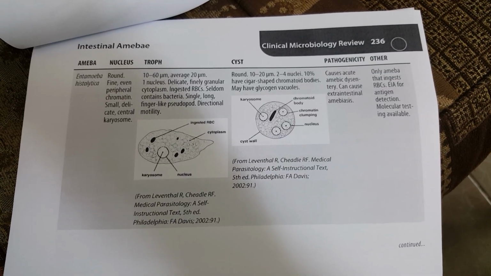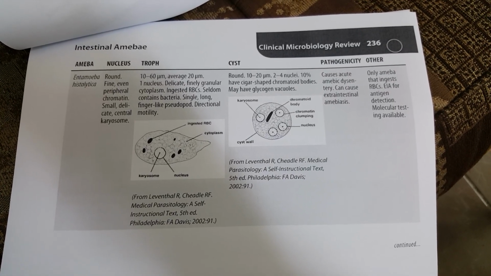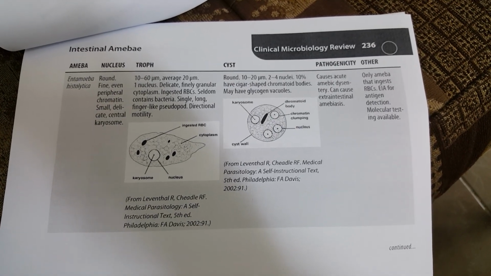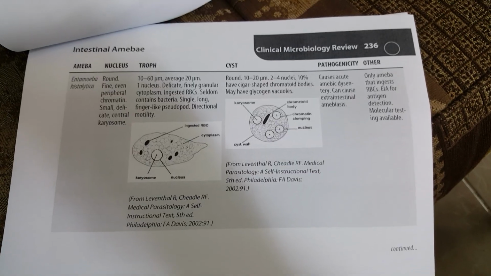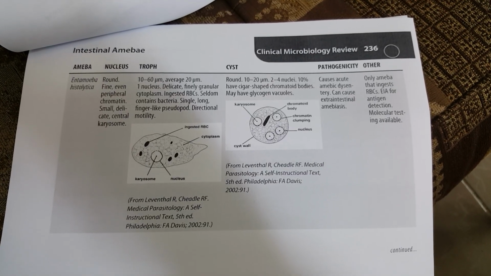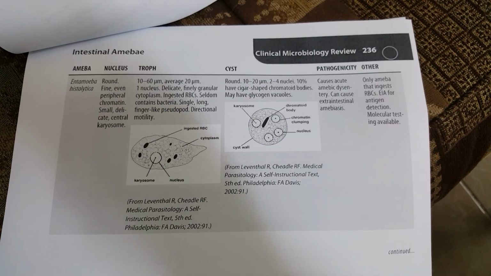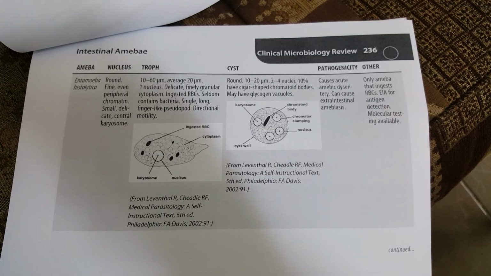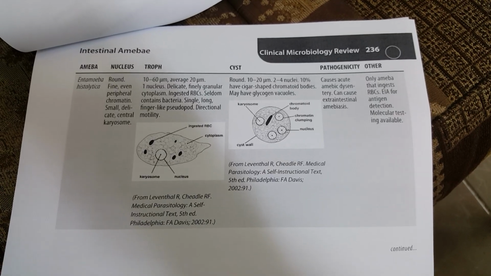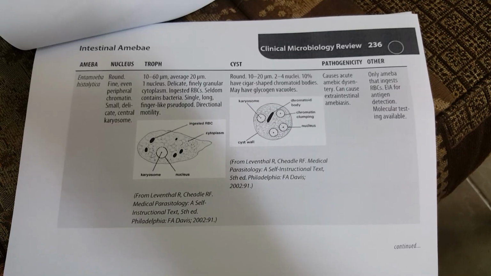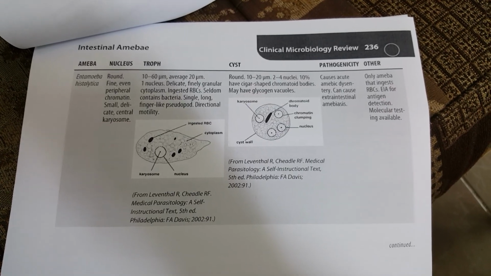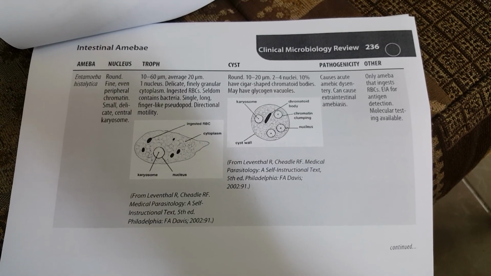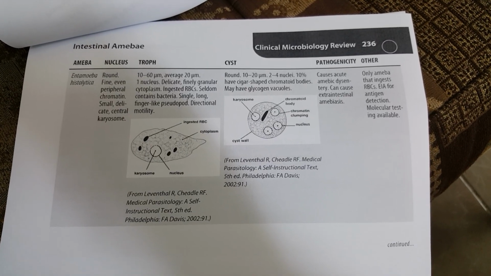If we see the trophozoite picture, there are ingested RBCs, cytoplasm and a nucleus; the nucleus has a karyosome. The cyst form is 10 to 20 micrometers and has 2 to 4 nuclei. About 10% of cysts have cigar-shaped chromatid bodies and may have a glycogen vacuole. It causes acute amoebic dysentery and can cause extra-intestinal amoebiasis. It is the only amoeba that ingests RBCs.